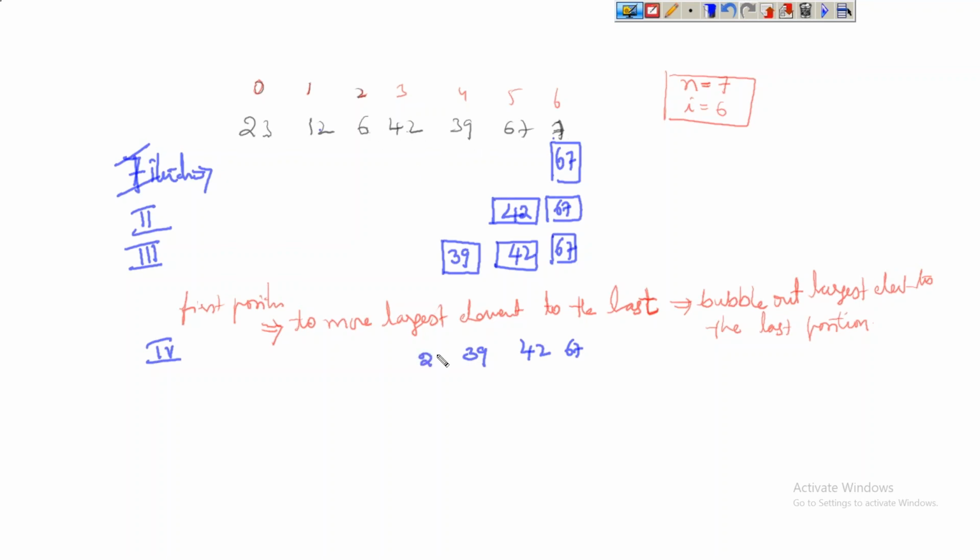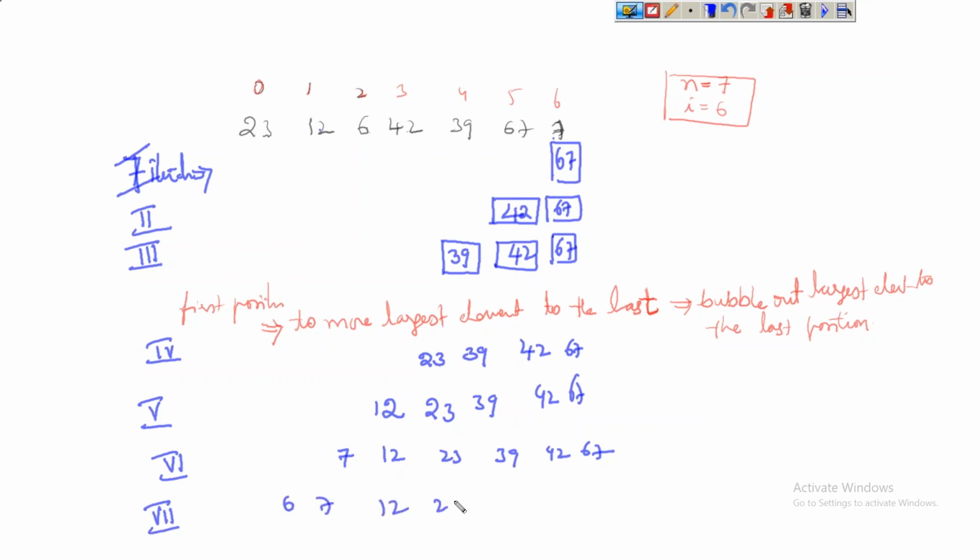And what is the largest element next to 39? That will be 23, isn't it? By the end of the fifth iteration, we have to get 67, 42, 39, 23, and after that, what do we have? 12, right? And by the end of the sixth iteration, we have to get 12, 23, 39, 42, 67. And what's the other element we have here now? After 12, we have 7. And finally, in the seventh iteration, we have to get 6, 7, 12, 23, 39, 42, 67. This is how the data we have to get started.